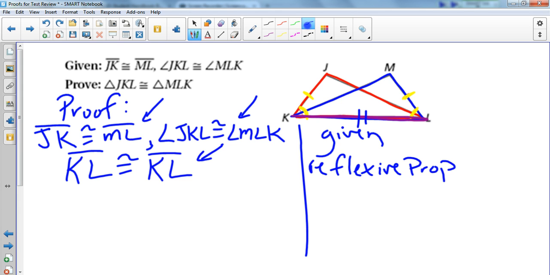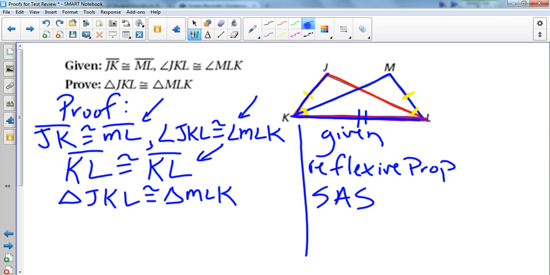If you think about this red triangle here, now it's blue, we have a side, an angle, and a side, right? And over here we have the same combination. So we have enough to argue that triangle JKL is congruent to triangle MLK by our side-angle-side combination. And we're done.